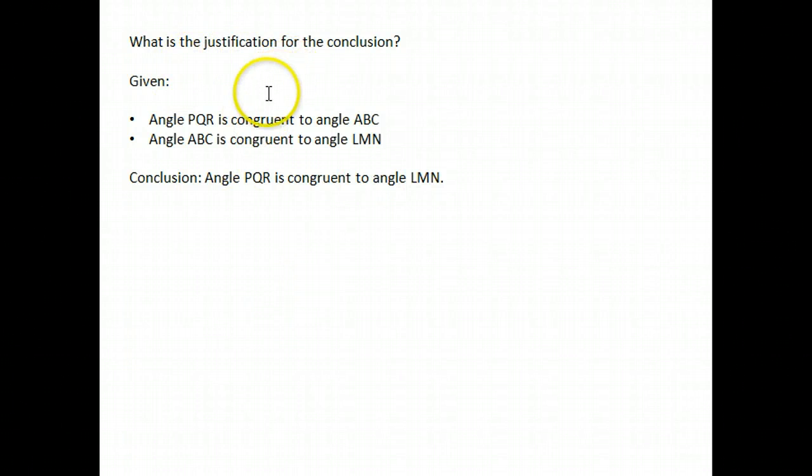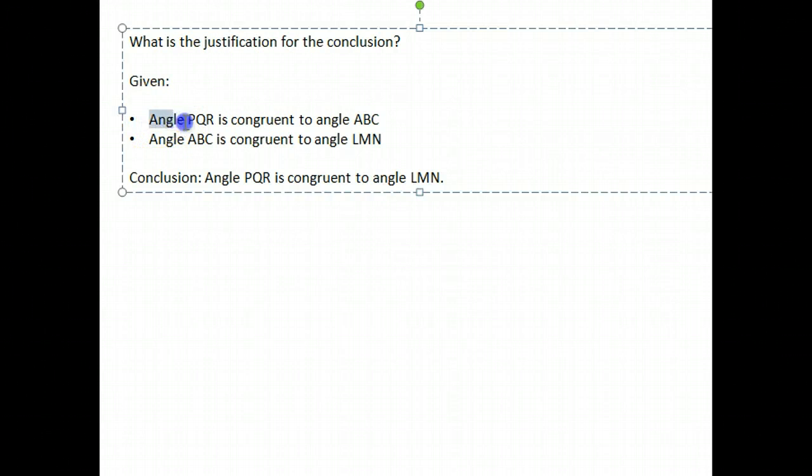What's the justification for this conclusion? We were given that angle PQR was congruent to triangle ABC. We were then given that ABC was congruent to LMN. They concluded then that PQR would have to be equal to LMN. So what they did here is they said, okay, if PQR is the same as ABC and ABC is the same as LMN, we can cut out this middle guy ABC and just have PQR and LMN being congruent.